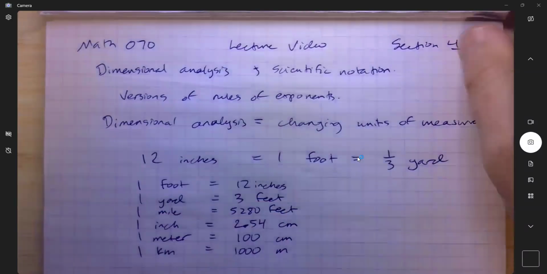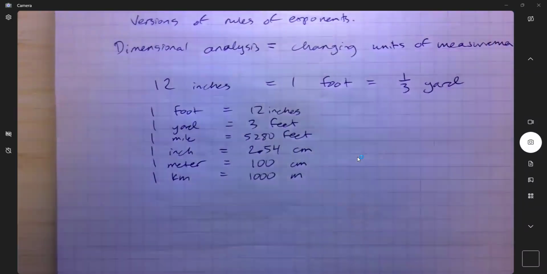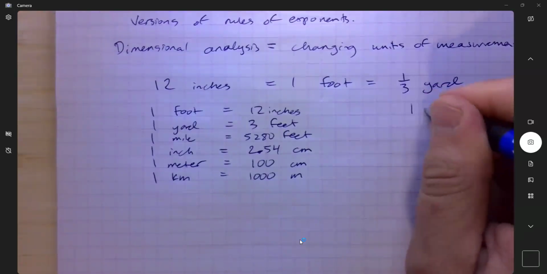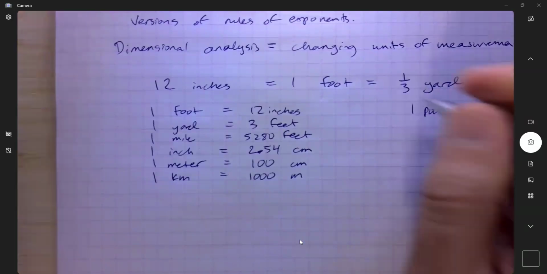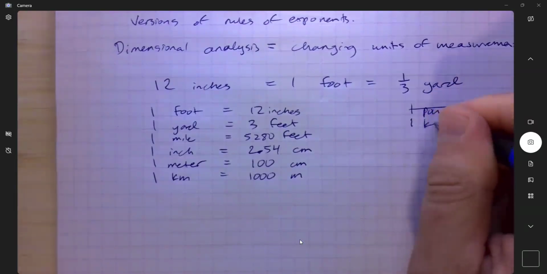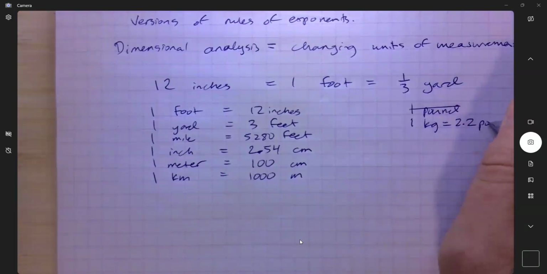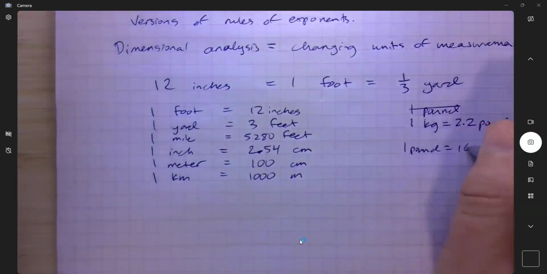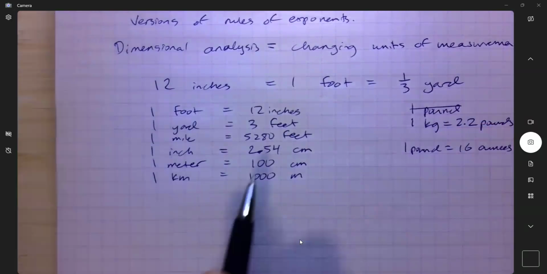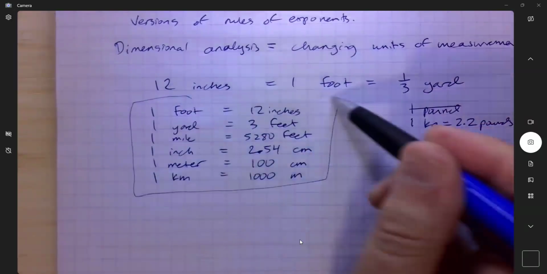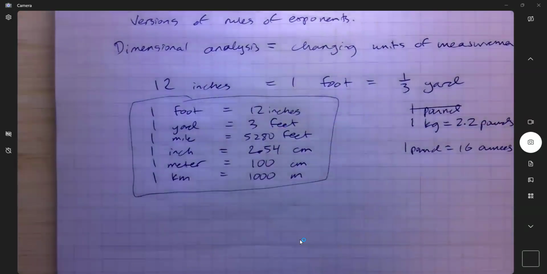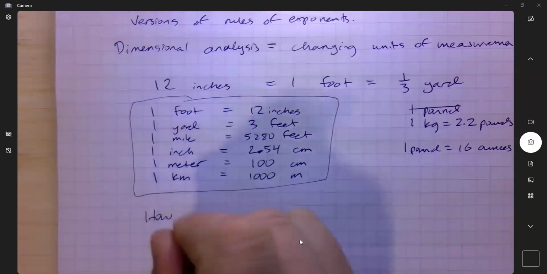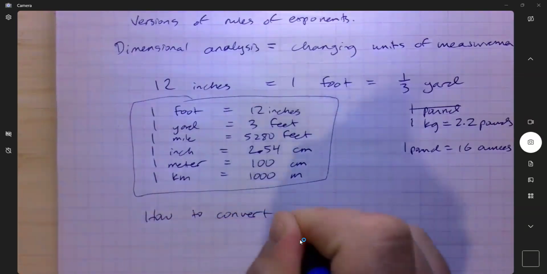And I could continue. All of these are distance measurements, but there are similar ones for weight, like 1 pound. Actually, I should do it the other way. 1 kilogram equals 2.2 pounds. And let's say 1 pound equals 16 ounces, etc. So this table that I'm going to use is all in distances. So how to convert units.